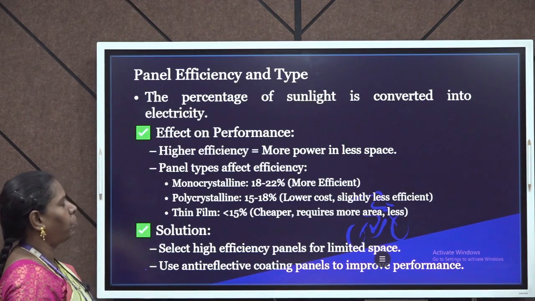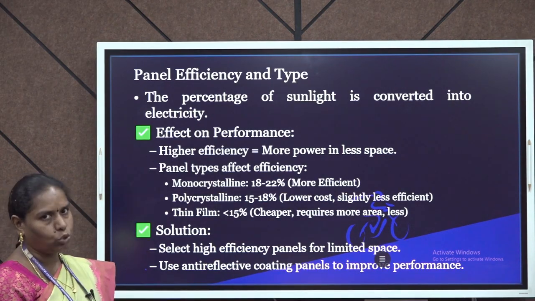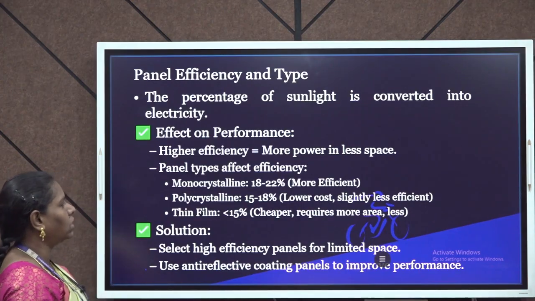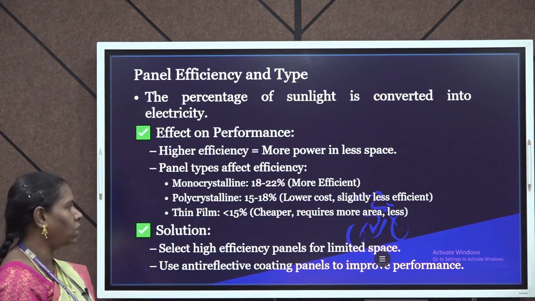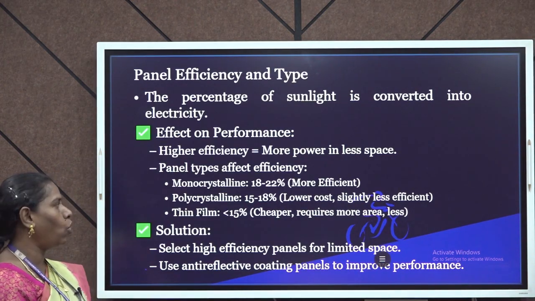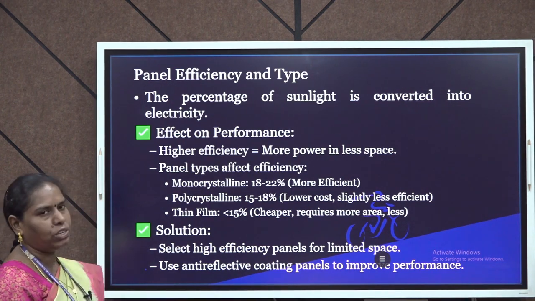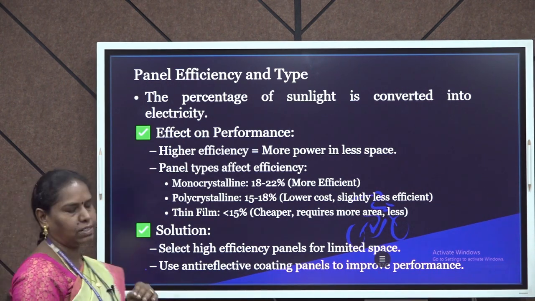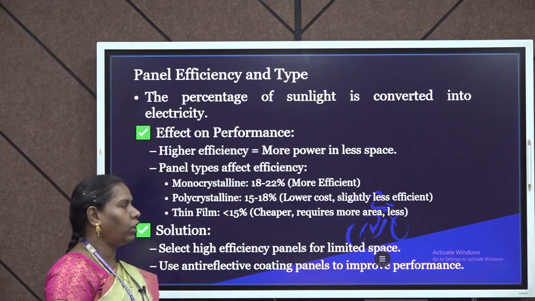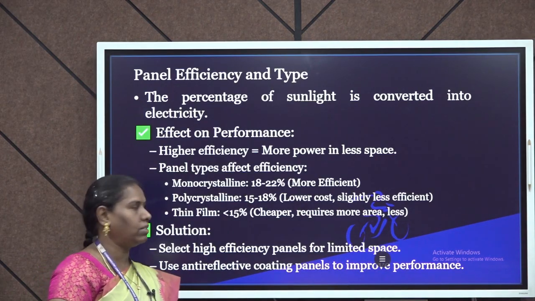Monocrystalline panels have an efficiency of 18 to 22% and polycrystalline panels 15 to 18%, but their cost is lower and the efficiency is moderate. And thin film has an efficiency of less than 15%. It's available at a very cheap rate, but it requires more area and the efficiency is lower.